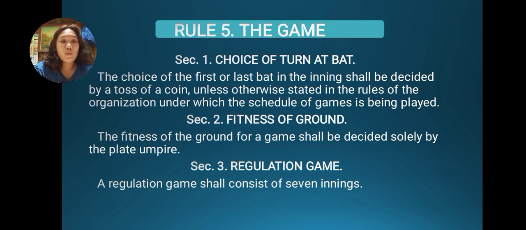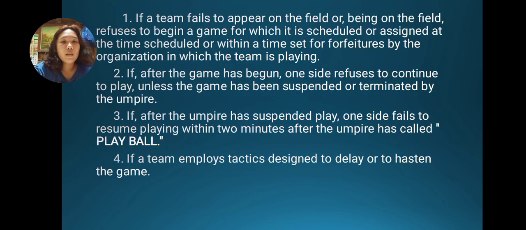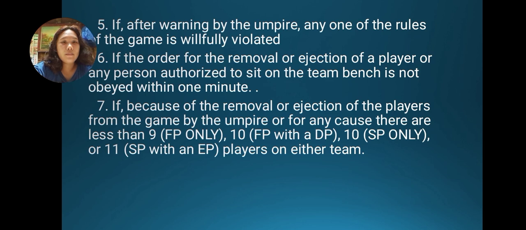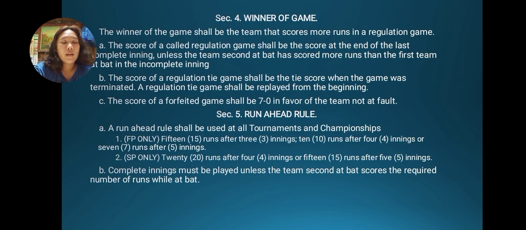Section 2 is the fitness of ground. The fitness of the ground for a game shall be decided solely by the plate umpire. Section 3 is the regulation game. A regulation game shall consist of 7 innings. Then we will proceed to Section 4, the winner of the game. The winner of the game shall be the team that scores more runs in a regulation game.